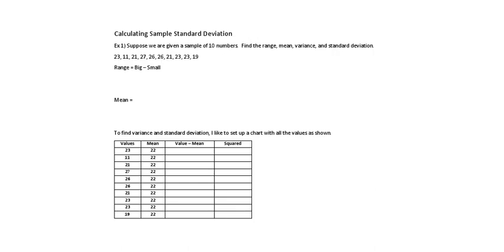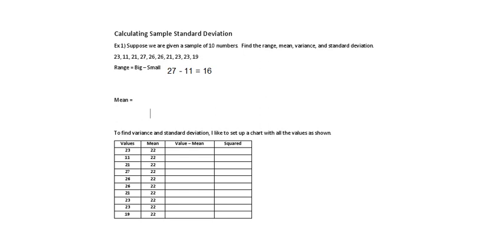Okay, suppose we're given some numbers, 10 numbers. We want to find the range, mean, variance, and standard deviation. Okay, range is very simple. It's just big number minus small number. So looking at this list, the biggest number is 27, smallest is 11. That's equal to 16. Done.